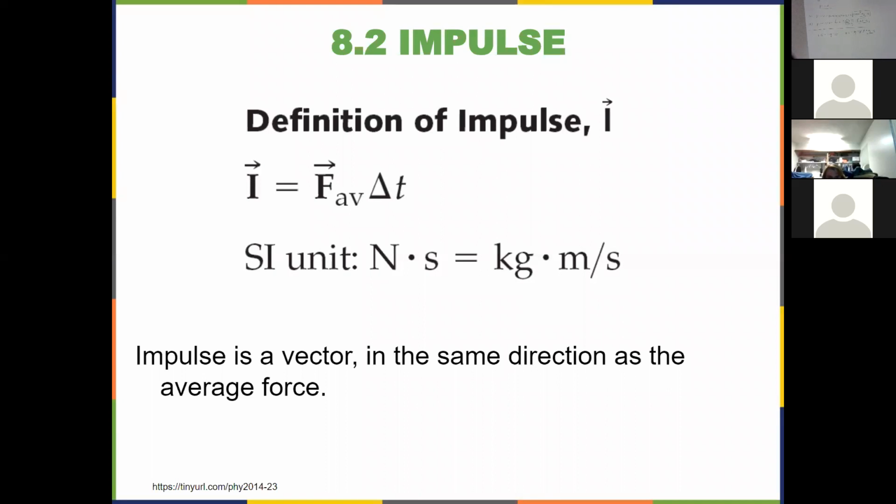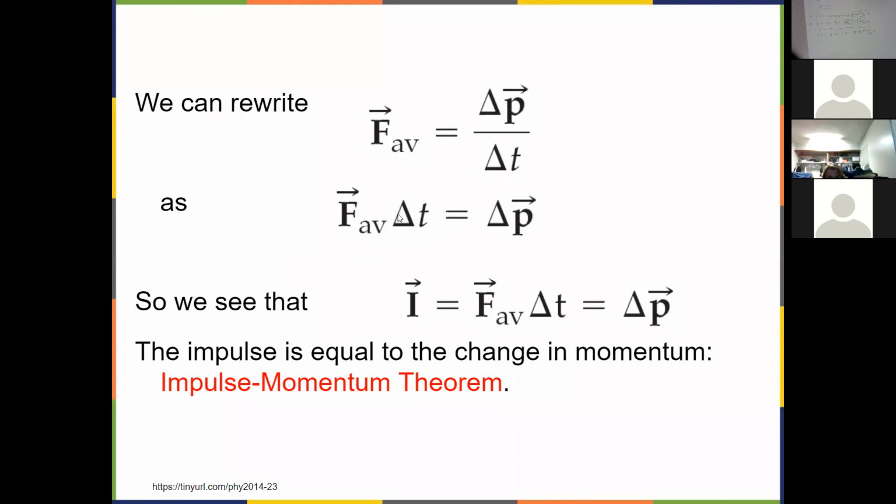All right, so let's move on here. Again, from Newton's second law, average force is equal to delta P over delta T. So then you multiply both sides by delta T. That gives you this: F times delta T equals change in momentum. All right, so this is impulse, the I. So then I equals delta P.